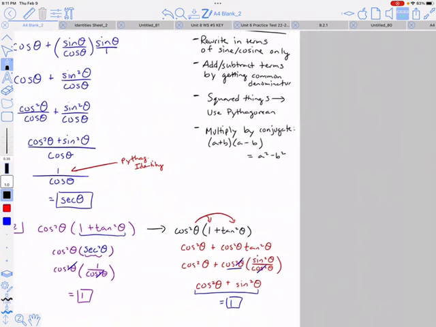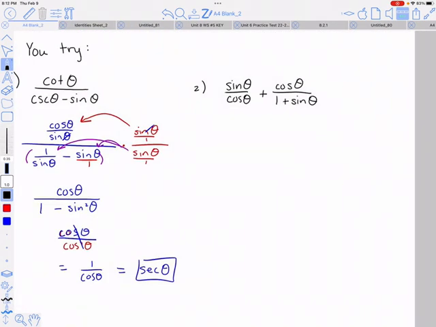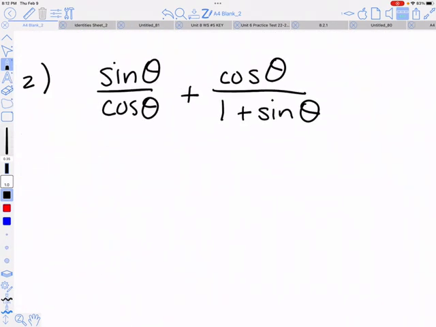And I've got 2 fractions, and I have 1 plus sine. That looks sort of Pythagorean identity-y, but it's not, because it's not squared. So we can't just square it. Some people are going to think, oh, let's just square, but you can't do that. You can't just square a fraction without changing its value. But what you can do is multiply by the conjugate of that.